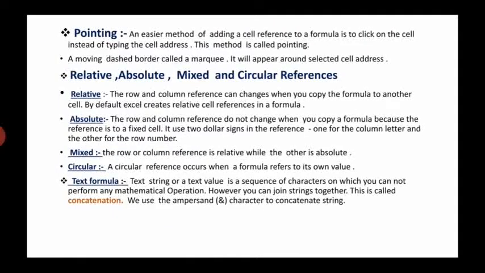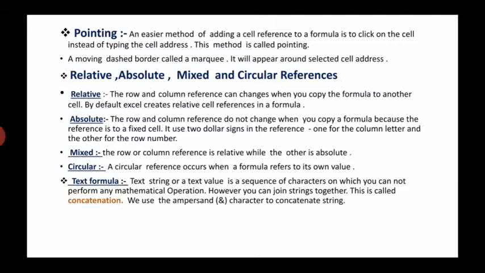Now the next one is pointing. What is meant by pointing? Pointing is a method for inserting a cell address in a formula. An easier method of adding a cell reference to a formula is to click on the cell instead of typing the cell address. This method is called pointing. For example, after typing equal to, do not type B2, just click on the cell B2 instead. In this way, we can insert a cell address in a formula. You can see a moving dashed border around the selected cell, that is called a marquee.